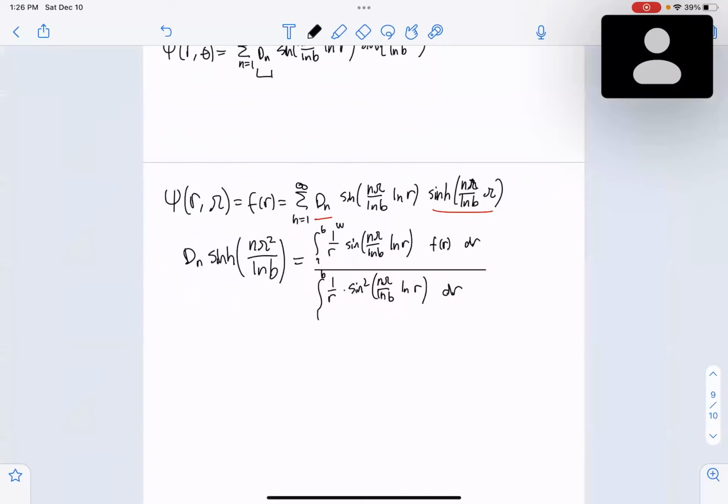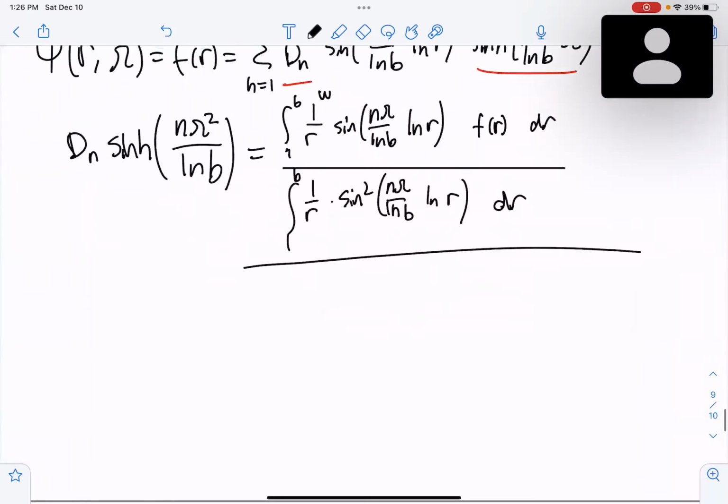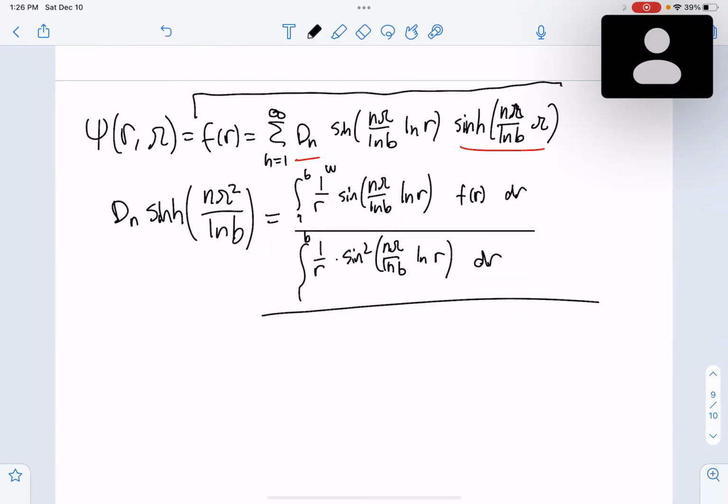Now, if this integral didn't make sense right away to you, that makes sense. But essentially, what we're doing here is using the orthogonality imposed by the Sturm-Liouville theorem to simplify this. I won't go through the full derivation because that would take far too long for the scope of this video. Sorry about that.